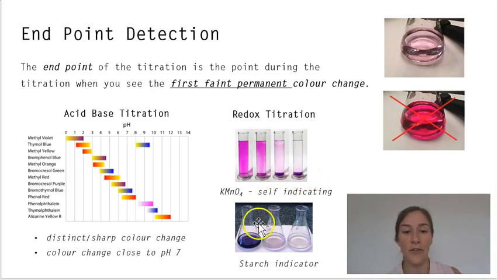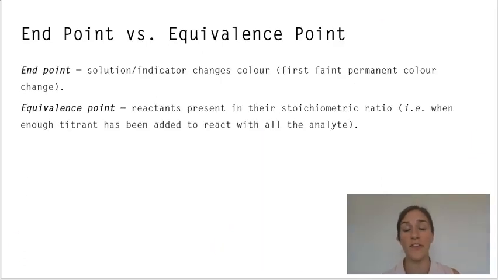The other one that you can use is the starch indicator, and that's used to indicate the presence of either iodine or iodide, and it goes from this very deep blue-black colour, again, to colourless. The end point of a titration is where you get your first faint permanent colour change. This is not the same as the equivalence point, which is when the reactants are present in their stoichiometric ratio.